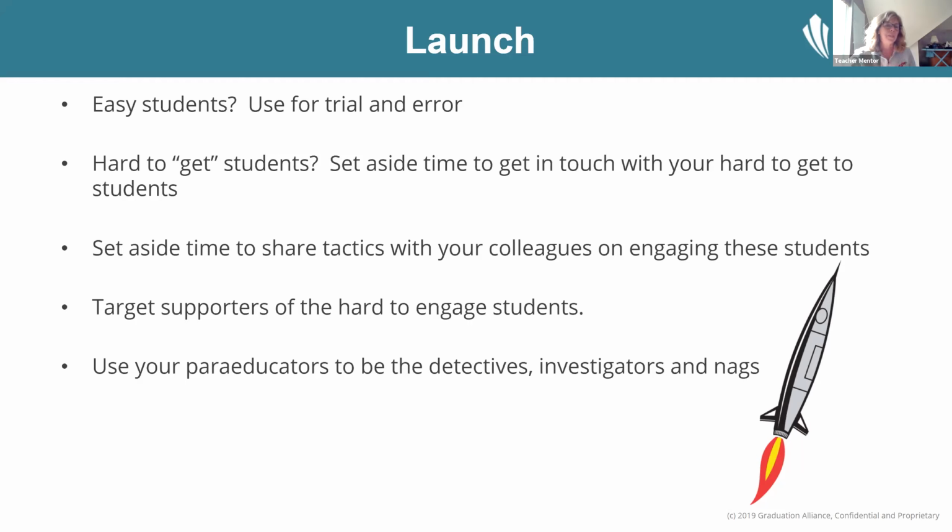And then setting time aside to talk with your colleagues. You may share families, and one of you may have gotten in contact with that family and be able to figure out a best way to communicate, whereas another person wasn't successful. So rely on each other for what's working in your community and your community's culture overall. Target supporters of hard to engage students. So if you have a student who's very engaged and they're friends with somebody else, using them to loop in. We do a lot of that at Graduation Alliance.